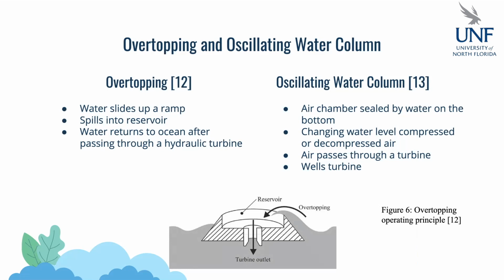And after it passes over the ramp, it spills into a reservoir, after which it flows through a channel. Usually there's a turbine mounted in the channel. And as the water moves downward back to the body of water it left, it flows past the turbine and spins it, generating electricity through the use of a hydraulic turbine.